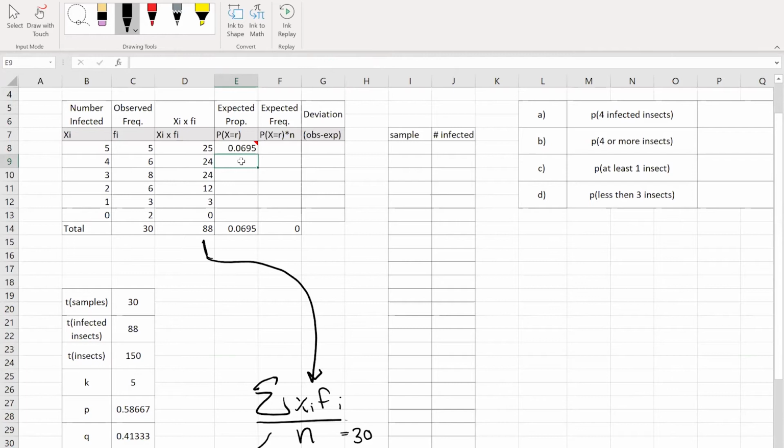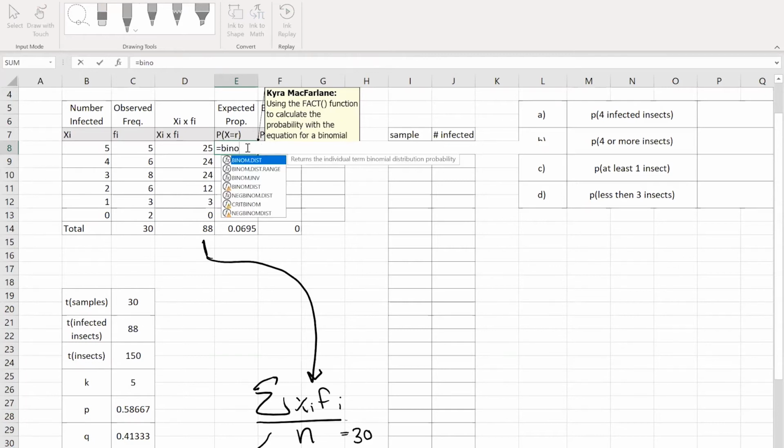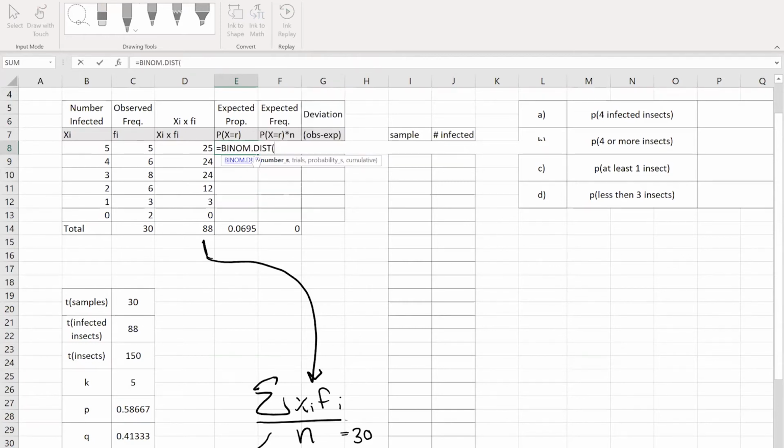But luckily, we do have this binomial dot distribution function, and we can use that instead. We use it by typing binom dot dist, so that's the function. Once you start typing that, Excel gives you a kind of cheat sheet of what you need to put inside. So number S, that's the number of successes, and that is our xi. Followed by our number of trials, which in this case is 5, that's our k. And I'm going to go ahead and anchor that so that when I drag this downward, that doesn't move.